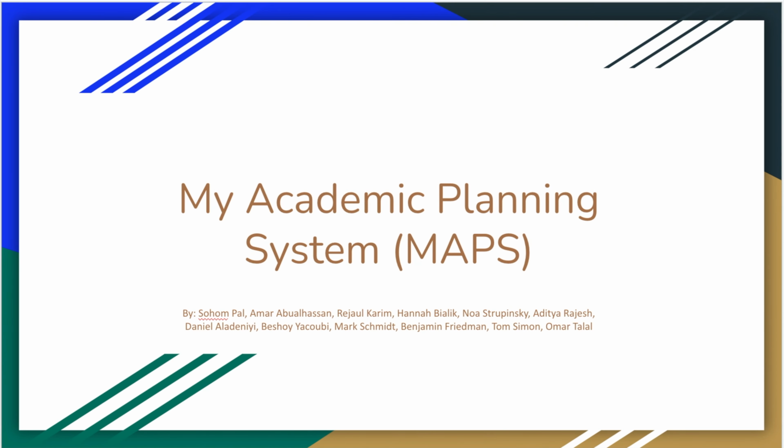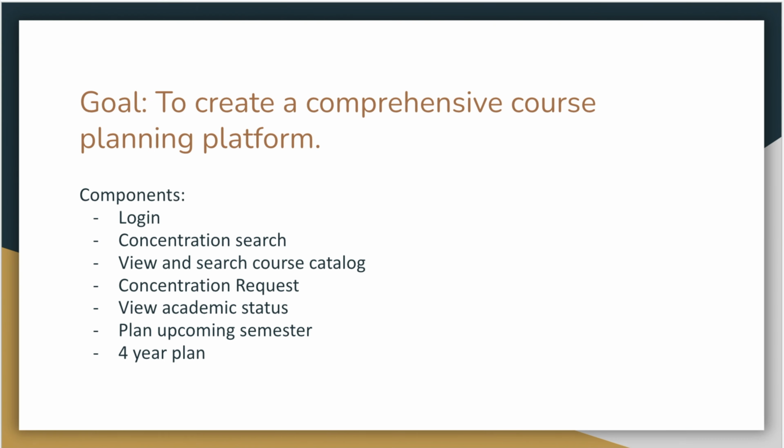And welcome back to My Academic Planning System, or MAPS for short, the comprehensive course planning platform that allows students to figure out where they are in their college journey and where they want to go. It features many tools that aid them in this process, including a sophisticated concentration search, a course catalog with a search along with it as well, a concentration request form, an academic status that shows students what they have accomplished thus far, and how much of their goals they have accomplished, a platform for planning the upcoming semester, and a platform to plan the rest of their time at college.